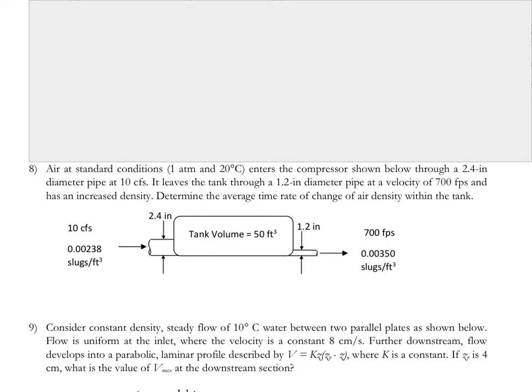Air at standard conditions enters the compressor shown below through a 2.4-inch diameter pipe. Here we go, that's labeled at 10 CFS. That's labeled as well, here's slugs per foot cubed. So what is that? Slugs is mass, foot cubed is volume, so that's going to be the rho. And it leaves at a velocity of 700 feet per second.